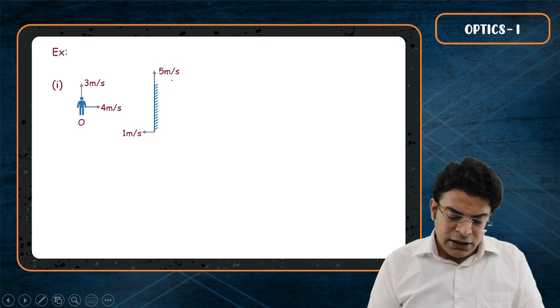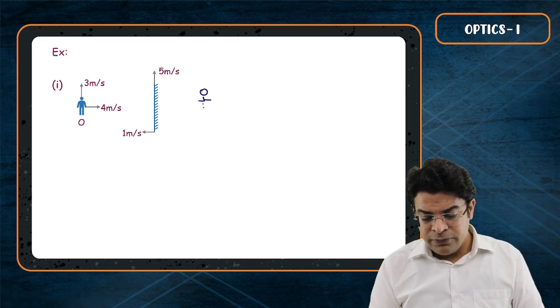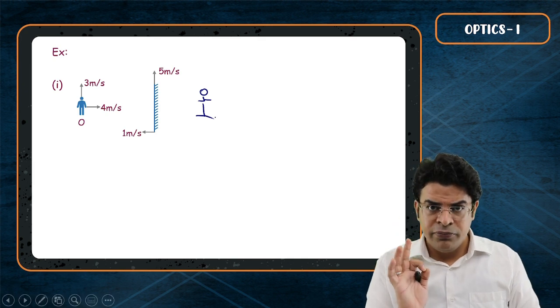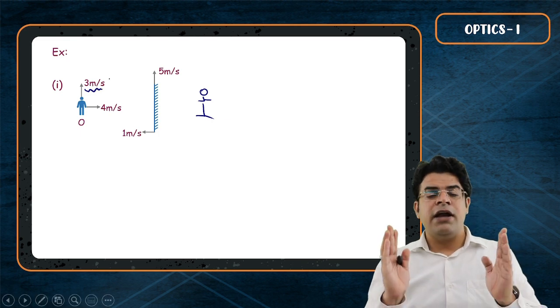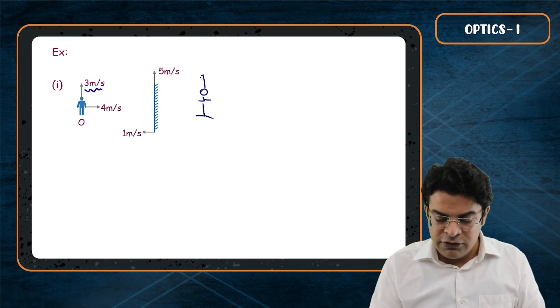Now I know that the velocity of image parallel to the plane of the mirror will be same as the velocity of the object parallel to the plane of the mirror. So this velocity will be 3 meter per second.